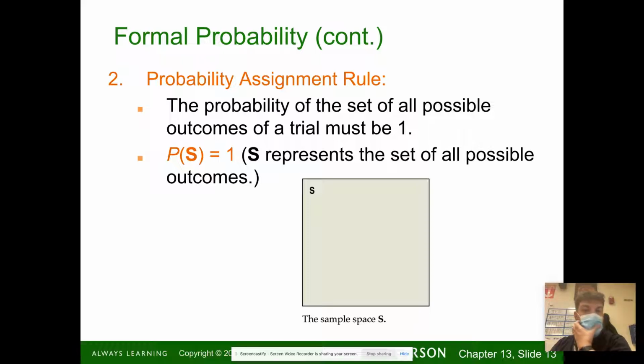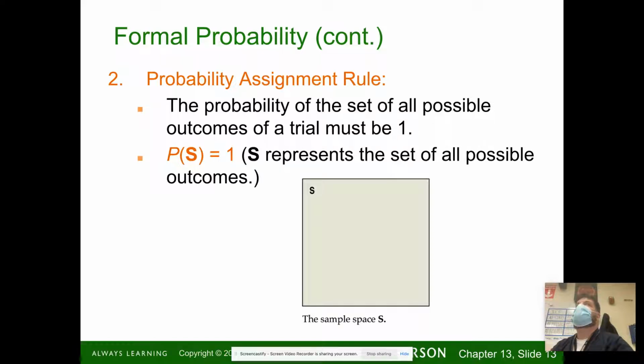S represents the set of all possible outcomes. So we're going to talk about sample space. The sample space, when we go to do Venn diagrams, and I will do a separate thing outside of this presentation with real problems, and I'm sure you'll have some questions out of your homework that we'll discuss in class. But think of a piece of paper as being your sample space.